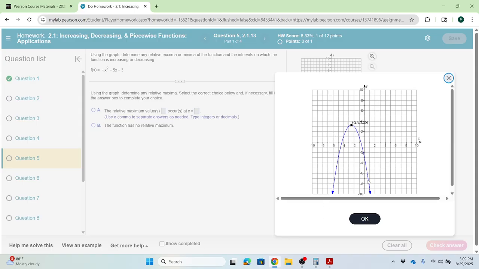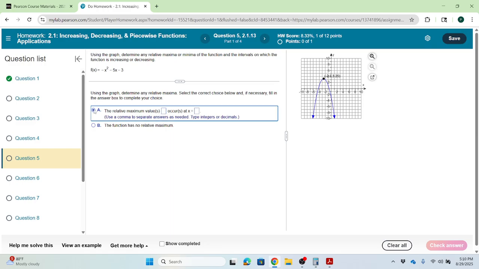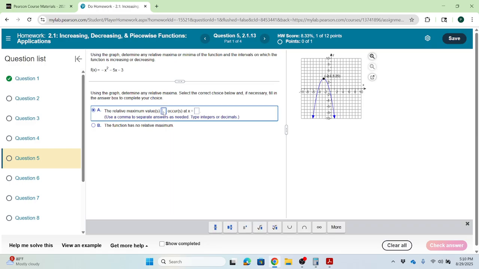So this is a very, very special type of graph. It's a graph of a quadratic function, and the answer is the relative maximum value occurs at negative 2.5, and the value itself is 3.25. The value occurs at the x coordinate, and the value itself is the y coordinate. So the answer is the relative maximum value is 3.25, that's the y coordinate, and that occurs at the x coordinate, which is negative 2.5.